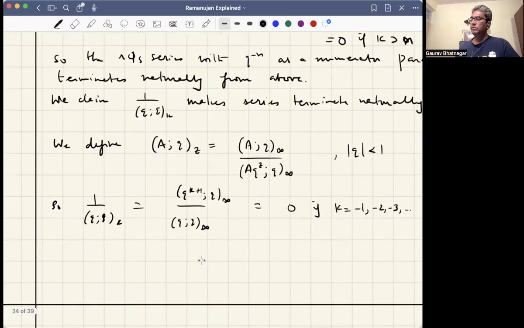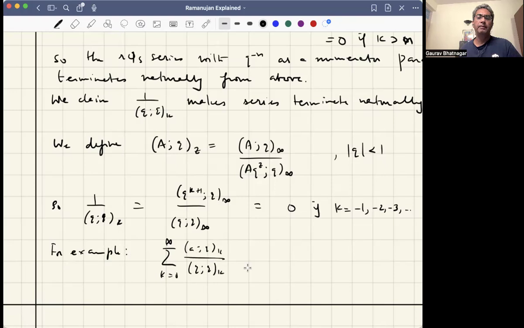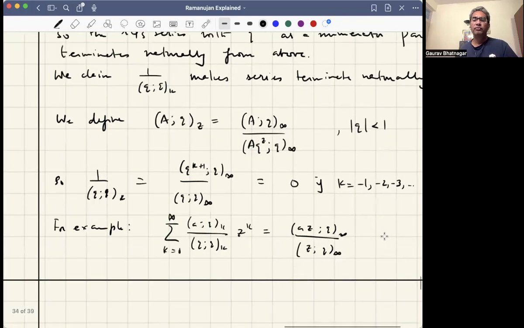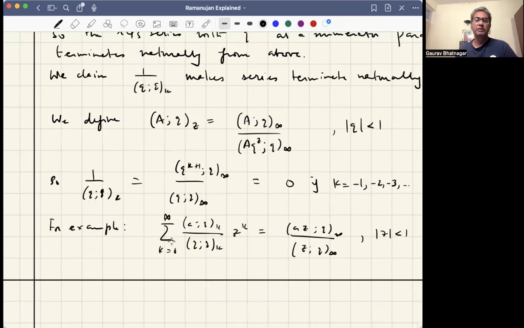So this makes sure that the sum terminates. So for example, we had this sum, k going from 0 to infinity, the binomial theorem, (a; q)_k over (q; q)_k z^k, and this was equal to (az; q)_infinity over (z; q)_infinity, for absolute value of z less than 1. So remember this is the binomial theorem. And this 1 over (q; q)_k actually normally terminates.